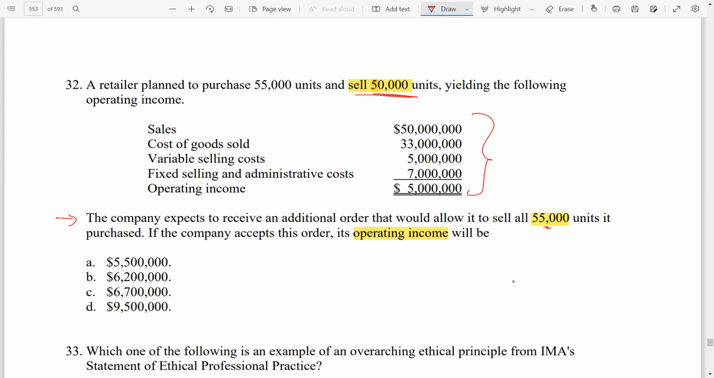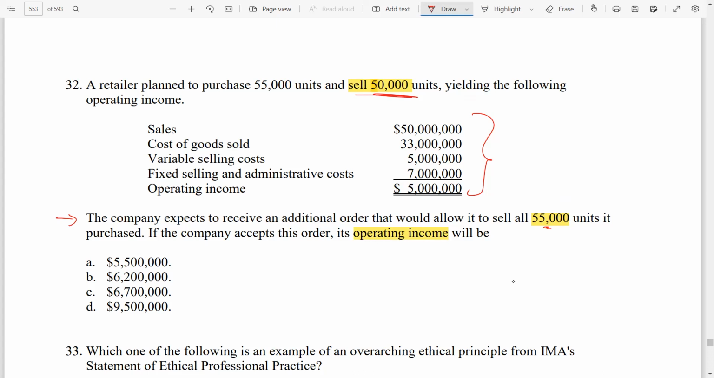We're going to find per unit first. So we need to find our contribution margin. We're going to do the contribution margin per unit. I'm going to do the difference between sales of 50 million and variable costs, then divide by 50,000 units.